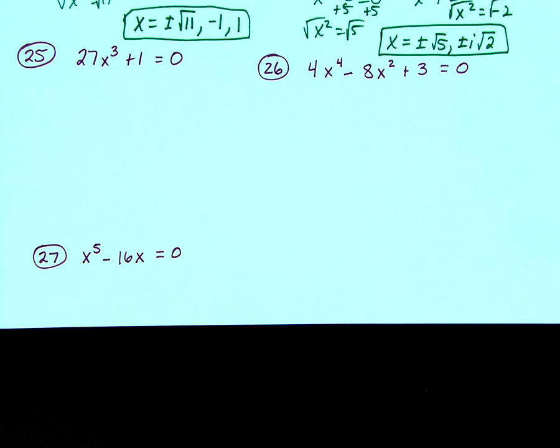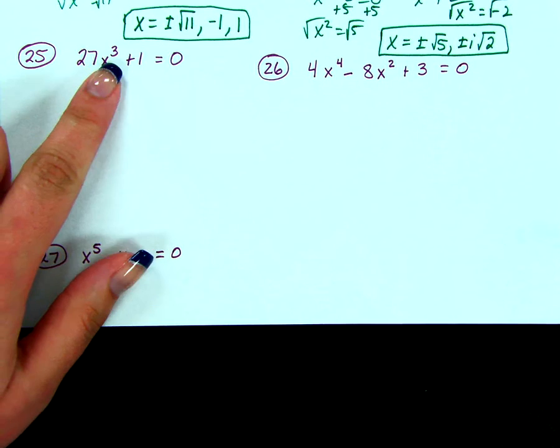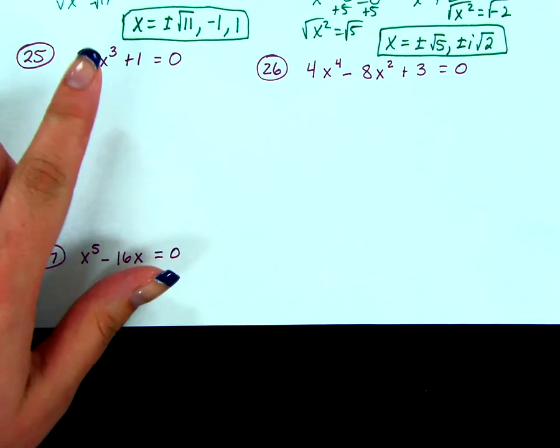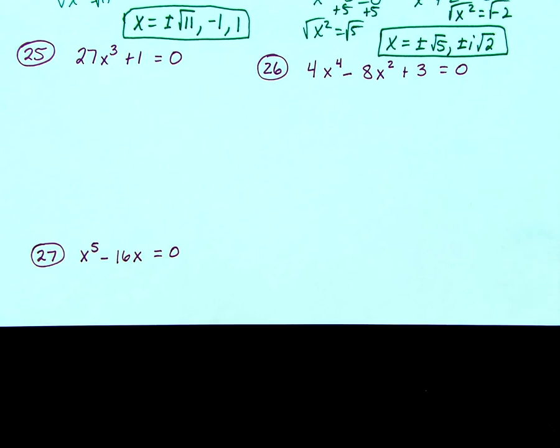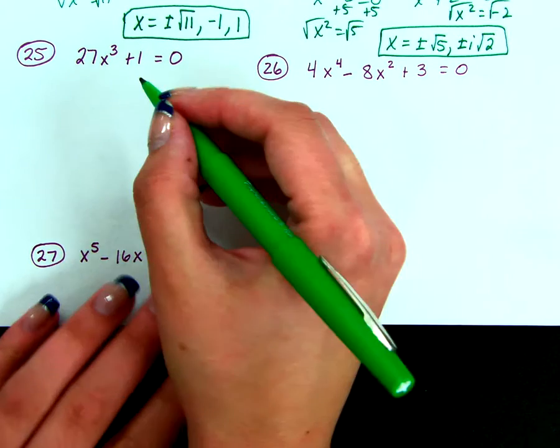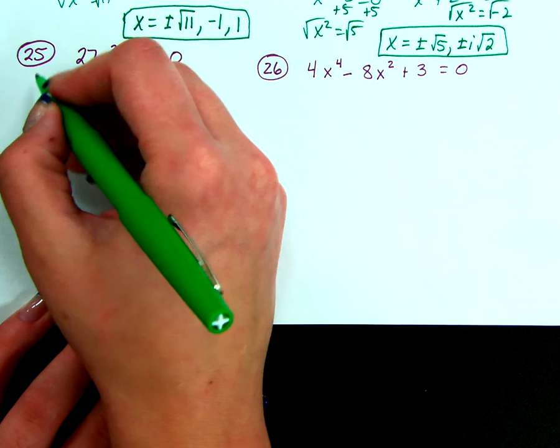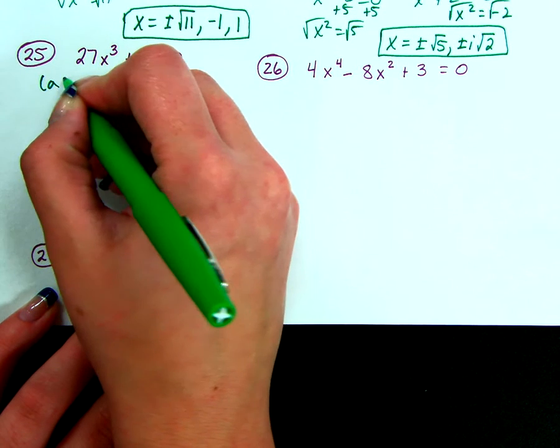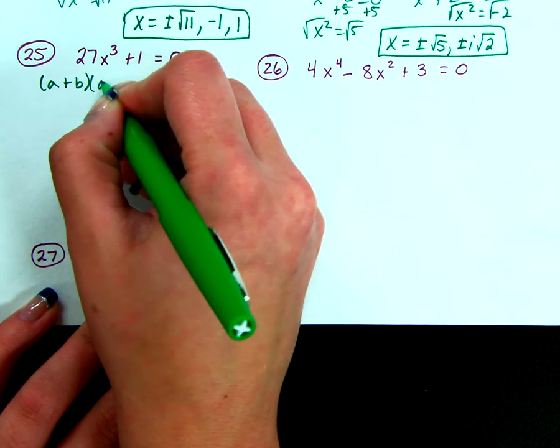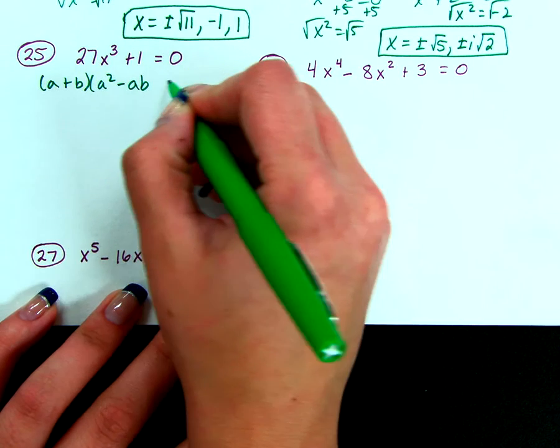All right, so again, for the last set of problems, we are still solving by factoring. So 27x cubed plus 1 is equal to 0. I don't have a greatest common factor, and I have two terms with a cube, and both 27x cubed and 1 are perfect cubes. So that means that we are factoring it into the pattern a plus b times a squared minus a times b plus b squared.